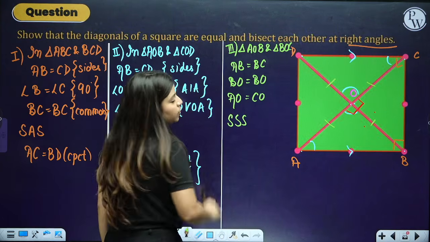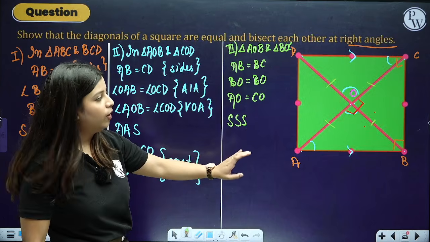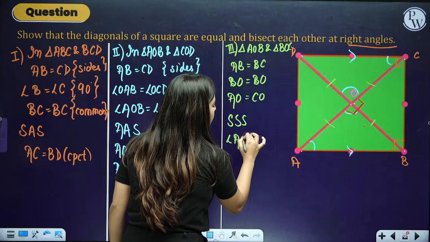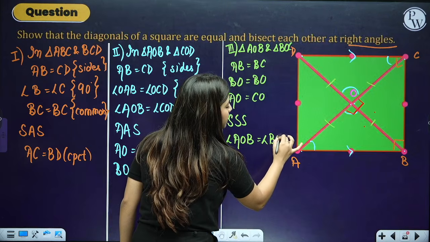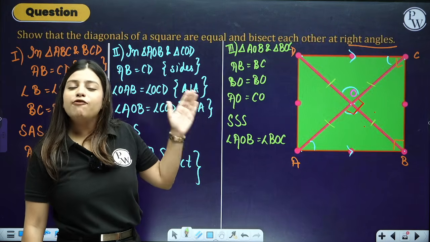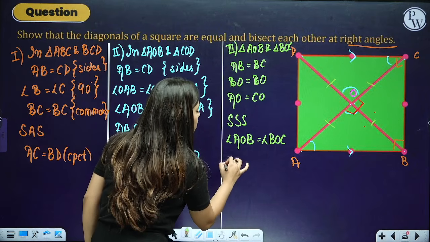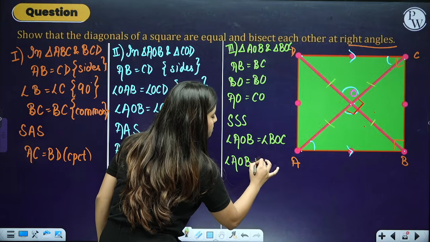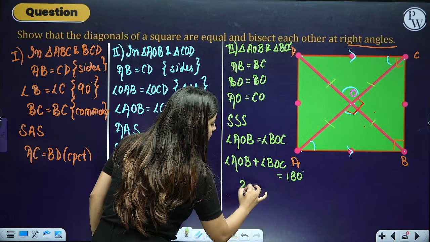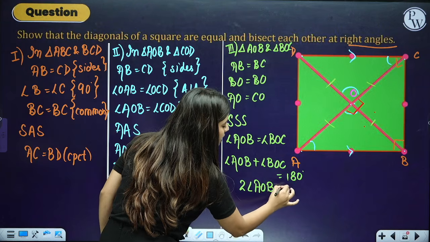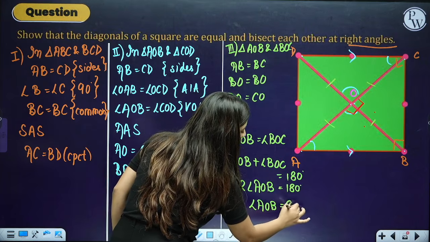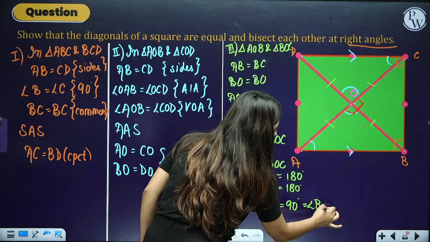So by the SSS congruency criteria, both the triangles will be congruent, and we can say angle AOB is equal to angle BOC by CPCT. Now, we can also see that AOB and BOC are forming on the same straight line. And we know that angles on the same straight line form a linear pair, so this will be equal to 180 degrees. That means twice angle AOB is equal to 180 degrees, and angle AOB, bacha, will be equal to 90 degrees. That will also be equal to angle BOC.